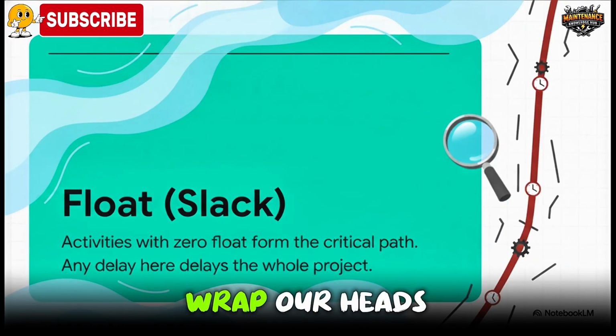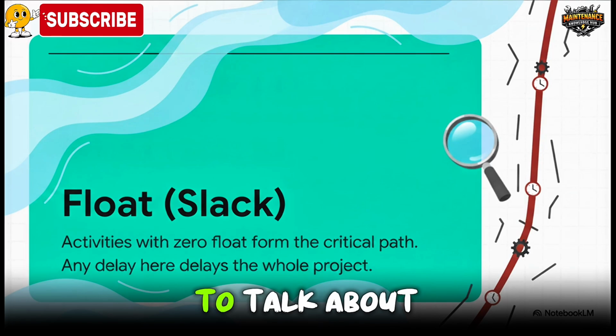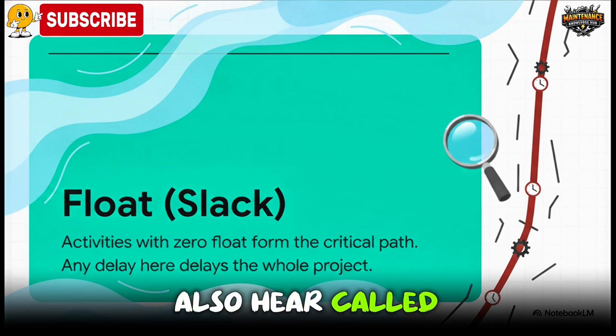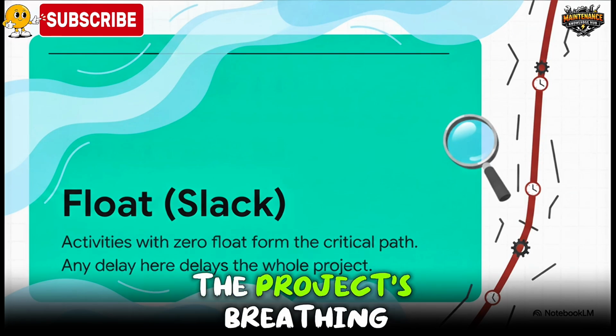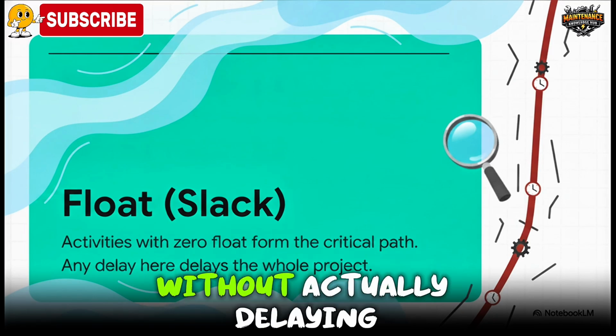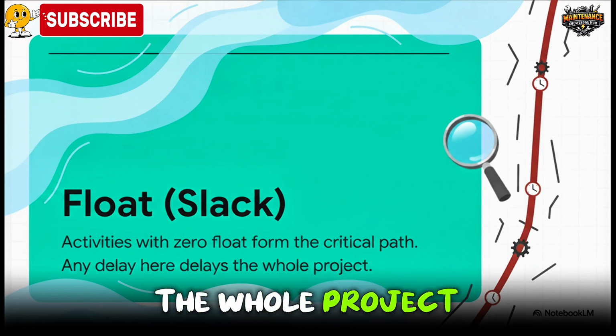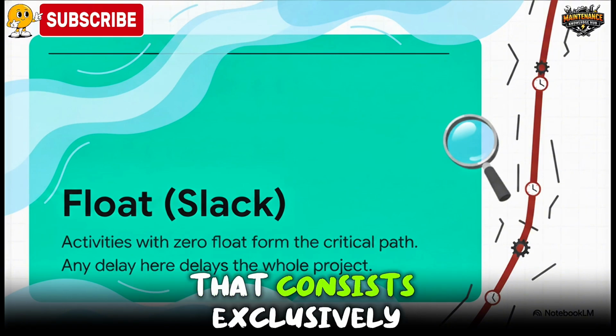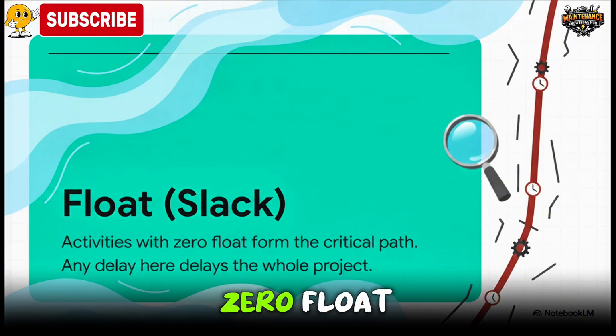But to really wrap our heads around the critical path, we first have to talk about float, which you might also hear called slack. Float is essentially the project's breathing room. It's the amount of time a specific activity can be delayed without actually delaying the whole project. The critical path, though, consists exclusively of activities with 0 float. It's the unforgiving spine of the project.